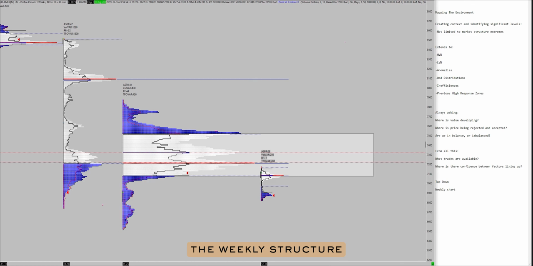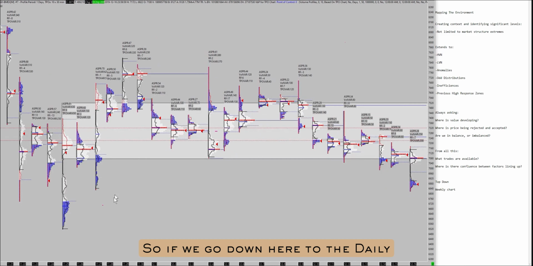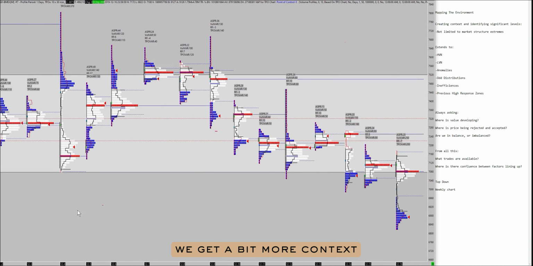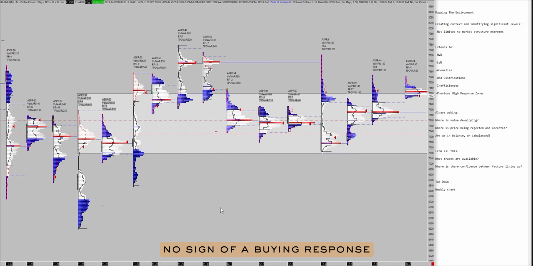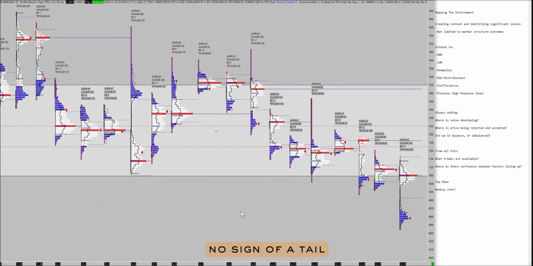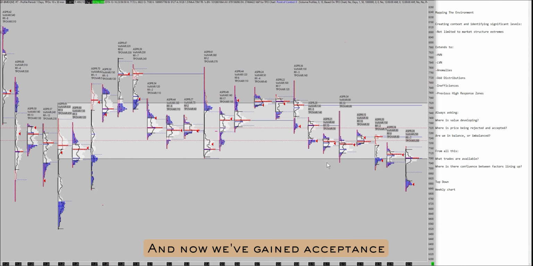Now we're looking at the weekly structure. If we're looking at the daily structure, it would look more like a poor low on individual days. So if we go down here to the daily, we can see that we have a poor low down here at our low. There's not much of a buying tail down there. So when we open this up, we get a bit more context. There's no sign of excess down there, no sign of a buying response, no sign of a tail. And now we've gained acceptance below the value area. So it's more than likely that we're going to clean up this tail.